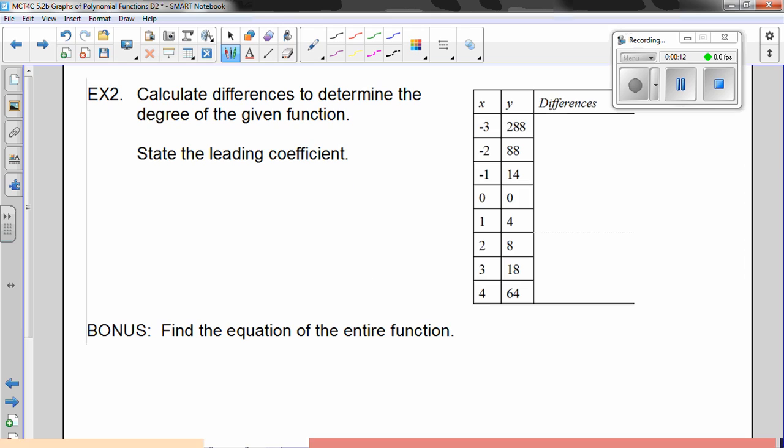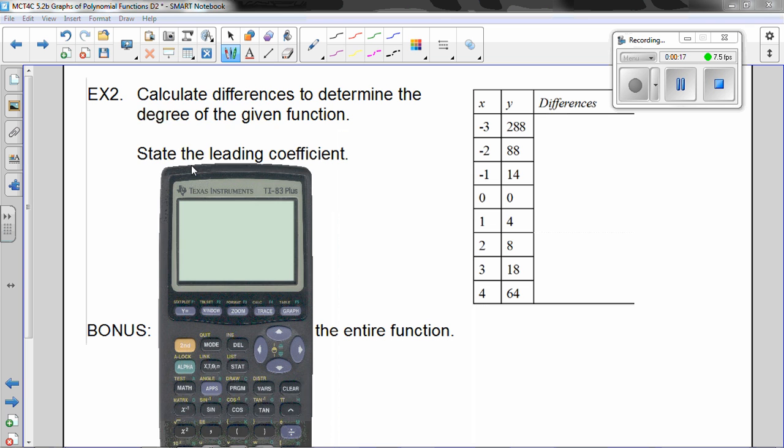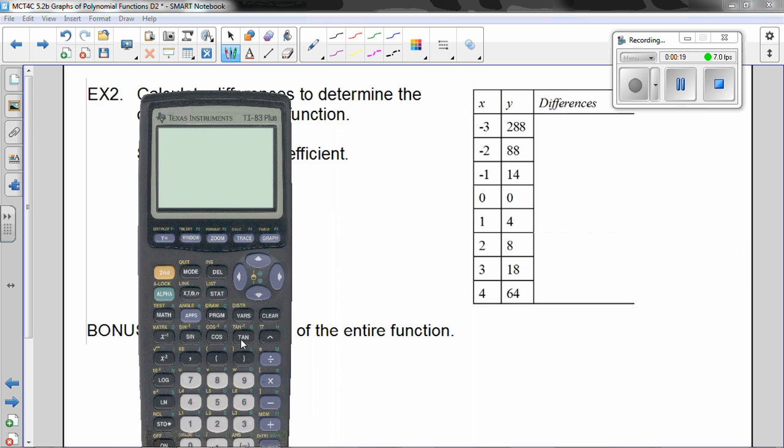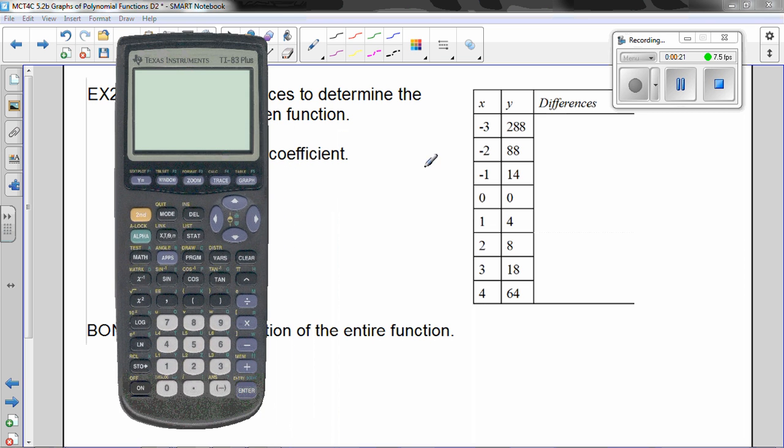State the leading coefficient. That's what we want to do. Well, I'm going to use the graphing calculator. Certainly we could subtract these and do all that business, but I'm going to use the calculator if I can get it to turn on.